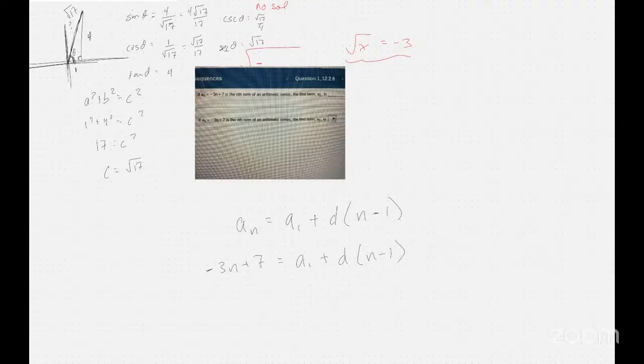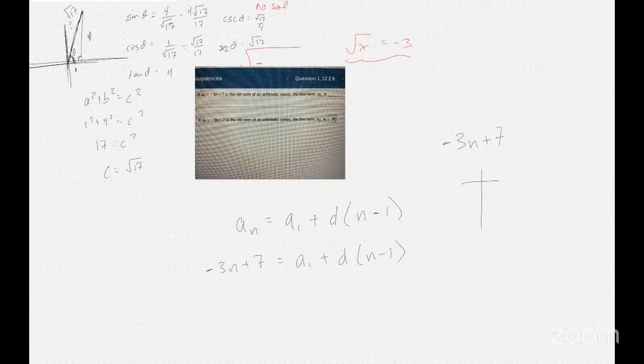What would the d be? You can actually figure it out by just plugging in. That's your explicit formula, right? So negative 3n plus 7, in case you can't tell. If n was 1, what would it be? It would just be 4.